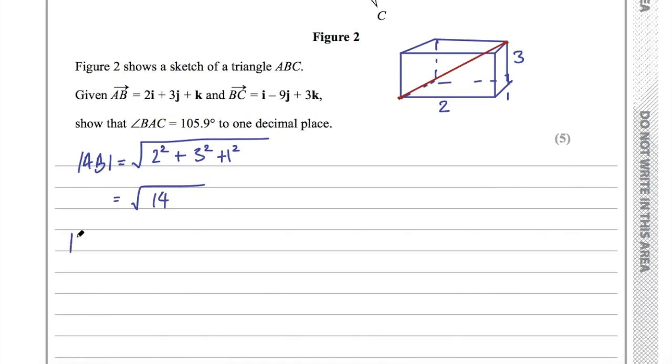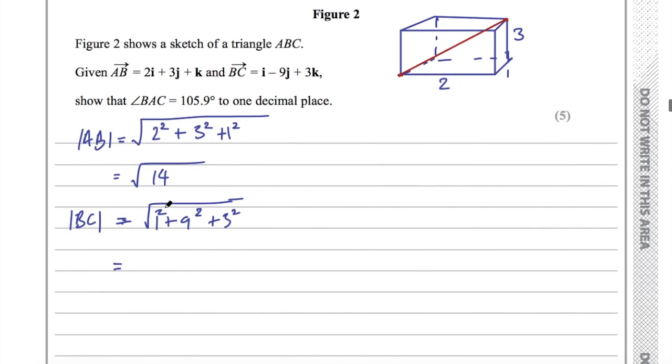Then we can also find the magnitude of BC using the same method. So this will be the square root of 1 squared plus 9 squared plus 3 squared. I'll just ignore the negatives because when we square a number, you get rid of the negative anyway, so I don't really need to write that in there. So this will be the square root of 1 squared plus 9 squared plus 3 squared. 1 squared is 1 plus 81 plus 9, that's going to be 91, square root of 91.